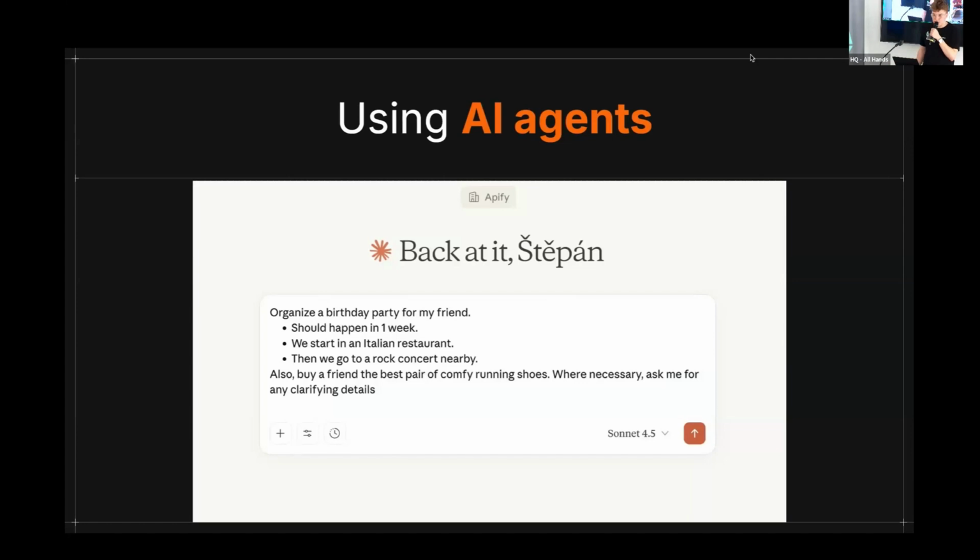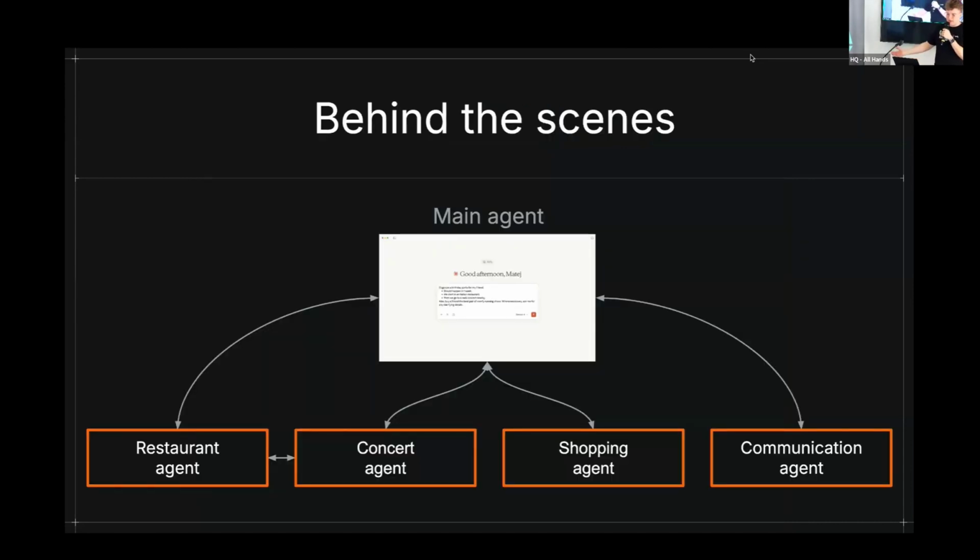An example usage of AI agents would be to organize a birthday party for your friend. It should happen in a week. We want it to be an Italian restaurant, and then we want to go to a rock concert. And my friend is a runner, so I want to get him a pair of comfy running shoes as a gift. So I fill it up in some client, for example, this is Claude desktop.